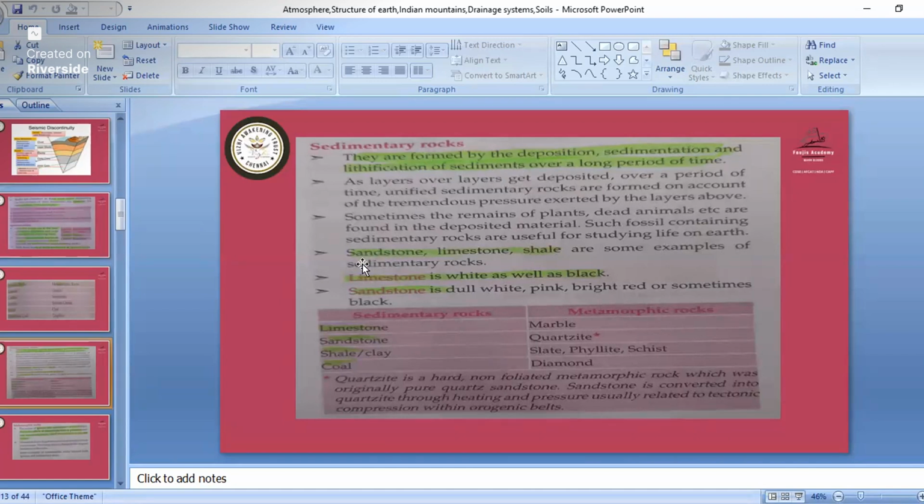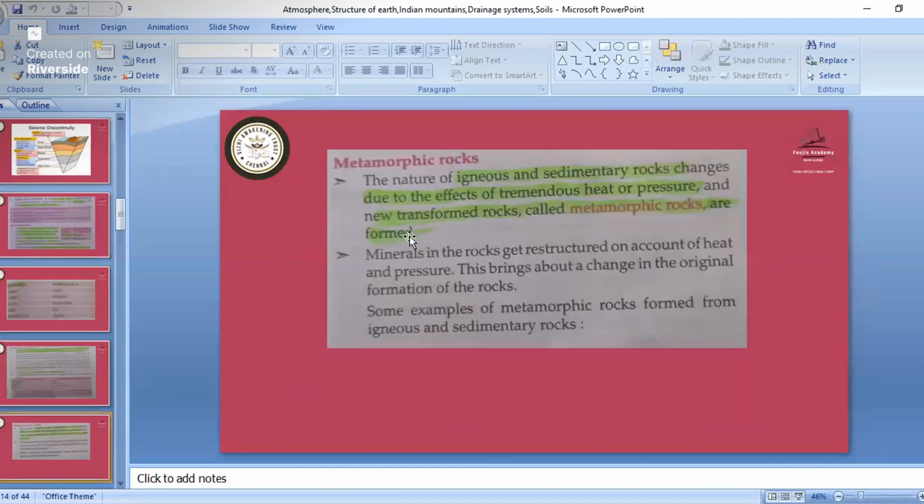Okay, examples of sedimentary rocks: sandstone, limestone, shale. They are examples of sedimentary rocks, and they are changed into metamorphic rocks. So questions might come. See, study all this. What are the names when they are changed to metamorphic rocks? Igneous to metamorphic and sedimentary to metamorphic, you must know all this. So limestone changes to marble, sandstone to quartzite, shale and clay to slate, phyllite, schist, and coal to diamond.